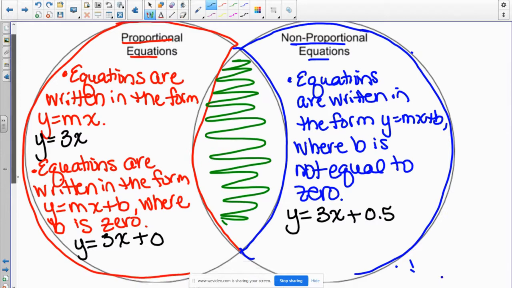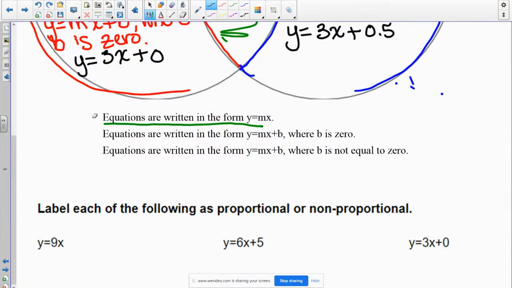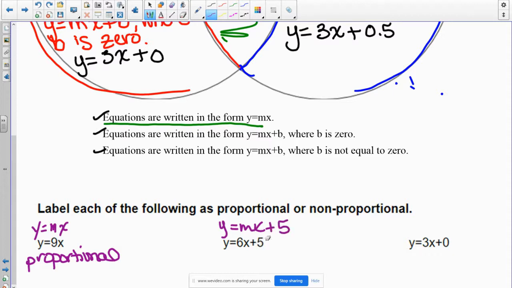So let's classify some of these at the bottom here. So we did all 3 of those. It says label each of the following as proportional or non-proportional. So if you look at this first one, it looks like y, your slope is 9x, so that has to be proportional. This one, y equals 6 now is my slope, and 5 is my y-intercept. So notice that, remember, if it's not 0, then it has to be non-proportional.